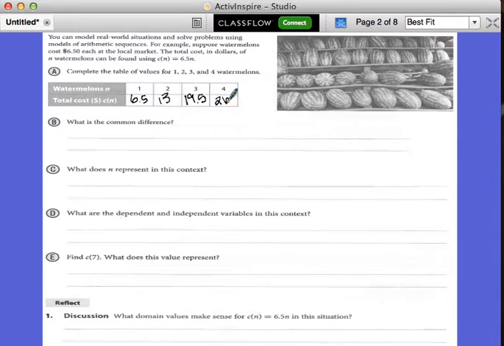So I need to actually look at what all these pieces of information mean to me. First of all, I want to know what's the common difference. Well, the common difference here is $6.50. Yes, it's 6.5, but that 6.5 is actually the $6.50. All right, and then I want to know, what does n represent in this context? Well, it tells you here the amount of n watermelons. So I know that my variable n is representing the number of watermelons.